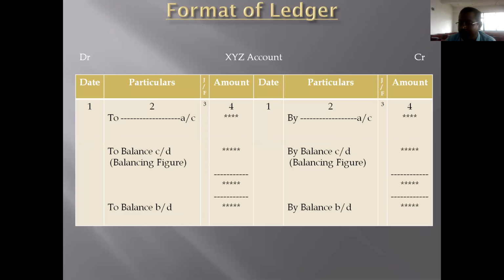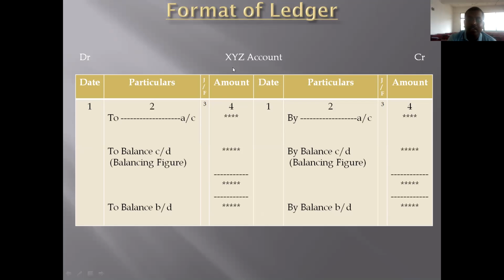What is the next aspect? It is the format of ledger. See here, ledger is nothing but an account. It is an account, and it is divided into two sides. Which are those two sides? See here, one is the debit side and another one is the credit side. Here, the left hand side of an account is known as the debit side, and the right hand side of an account is known as the credit side. Understood?